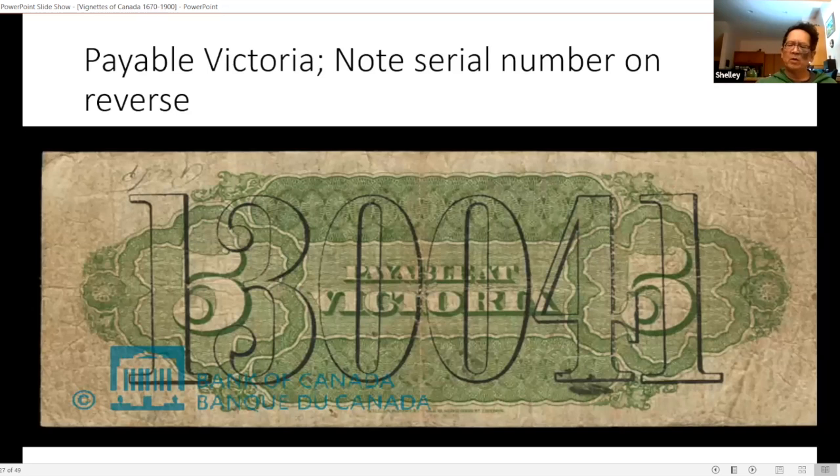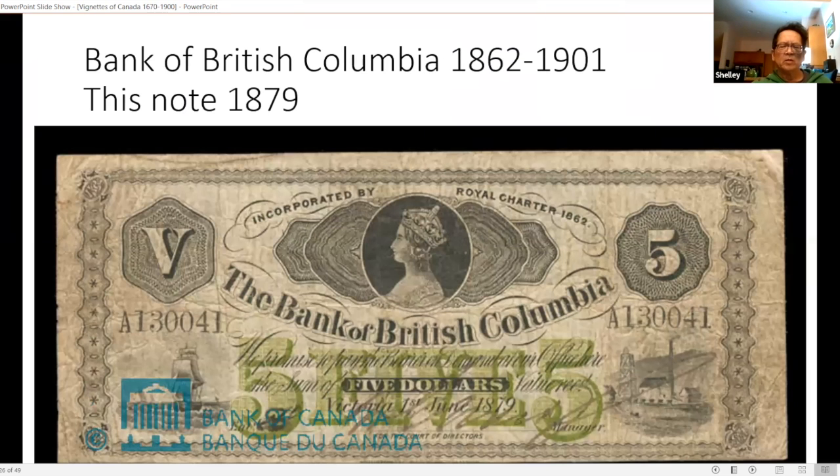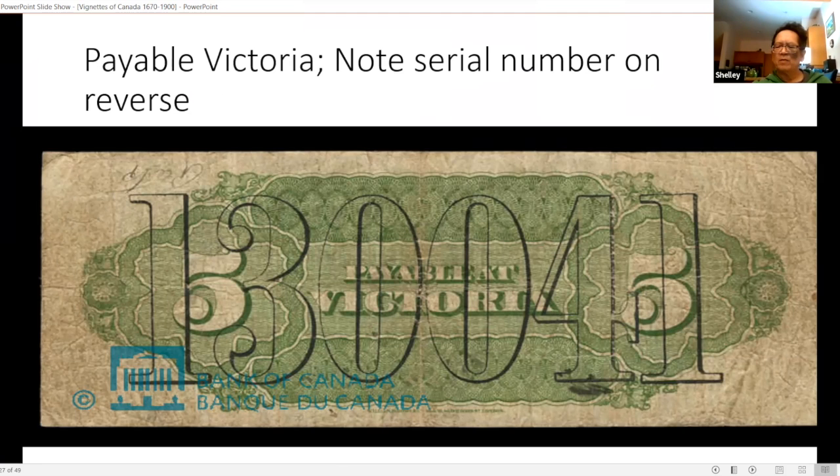Here, the big numbers are the serial numbers of the banknote. So you've got 130041, and that is the serial number on the front. So at this time period, again, banknotes were having the serial numbers on the reverse.